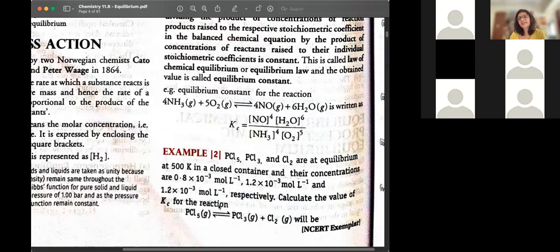So this is fairly direct. You're given the equation. Write the expression for KC. You're given the concentrations directly, so substitute it and find out. For this, you can use a calculator because I just want to see that you guys can apply the formula correctly. So, quickly, finish it up.